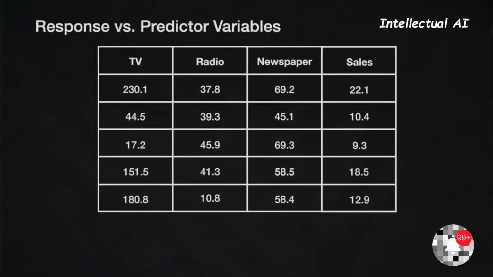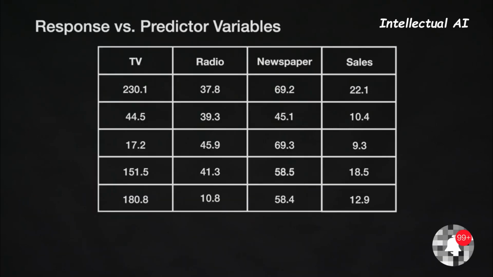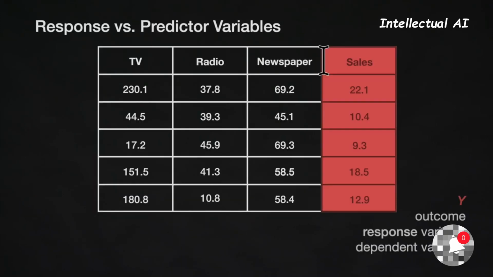So let's look back at our data. We have again the table with the 4 columns. Now we're going to agree on the nomenclature we'll be using throughout the course so we all understand each other. First of all, the columns that we use to predict, we're going to call predictors, or features, or covariates, and we're going to use the mathematical symbol X for that. The variable we're trying to predict, we're going to call outcome, response variable, or dependent variable, and we're going to use the mathematical symbol Y.